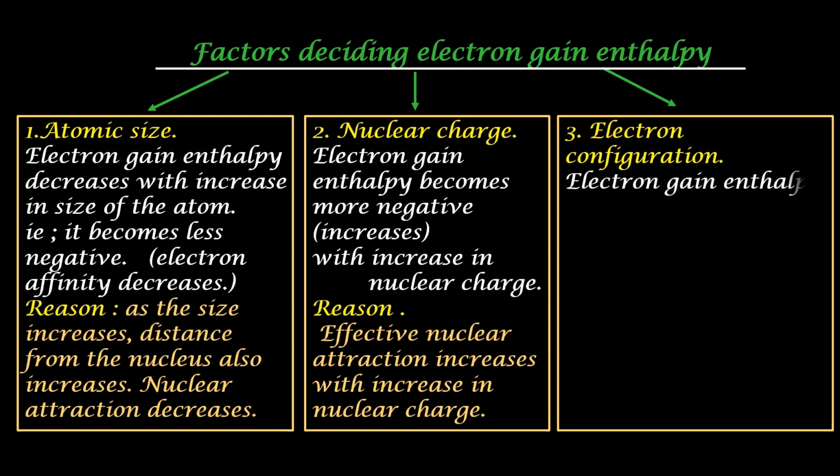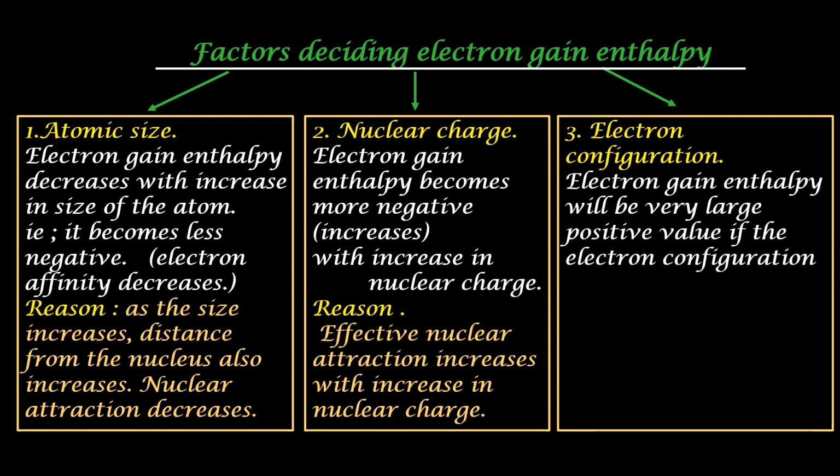The electron gain enthalpy will be a very large positive value if the valence shell electron configuration is half filled or completely filled. Positive value of electron gain enthalpy suggests that it is difficult to add an electron to the already existing number of electrons in the valence shell. The process, which is otherwise exothermic, now becomes endothermic. Large amount of energy has to be supplied. The atom has to absorb energy in order to accept an electron.